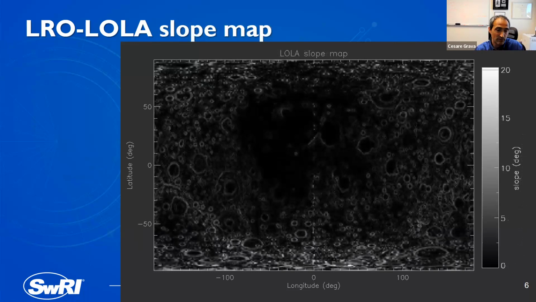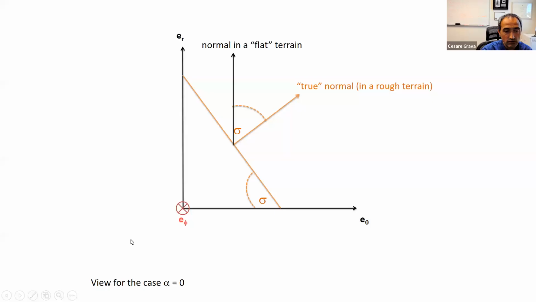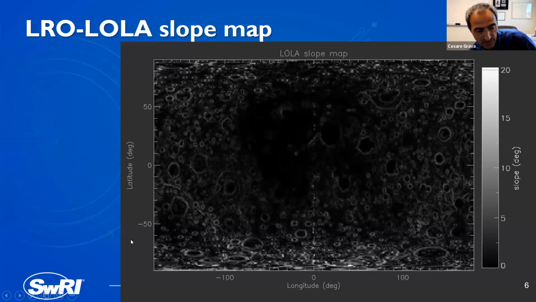And the slope also. So slope determines the direction in which particles are ejected. And so you see around the craters, the slopes are bigger, of course, because of the walls of the crater. Up to 20, even 30 degrees, I believe, about that. So not everywhere, but it's important.